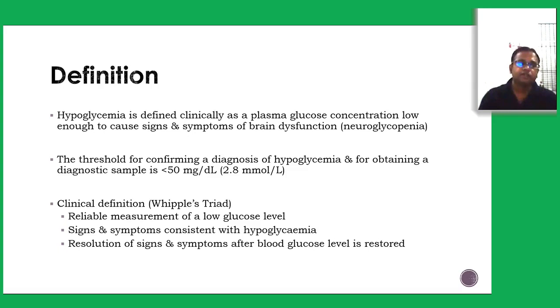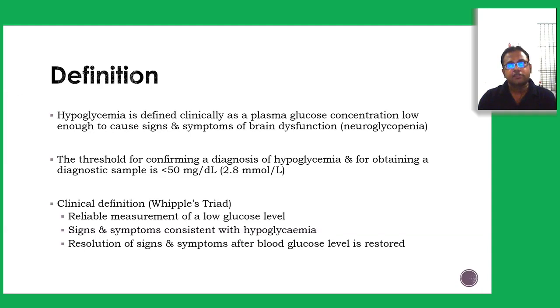And this is the Whipple's triad we were talking about earlier. So what is this Whipple's triad? That is reliable measurement of a low glucose level. As I mentioned earlier, you can do a glucometer check and confirm the low value with the lab reading. And then signs and symptoms consistent with hypoglycemia. So the child is having signs and symptoms we discussed earlier, and once you correct the blood glucose level, the child comes back to normal and the signs and symptoms resolve, right? So that confirms our diagnosis.